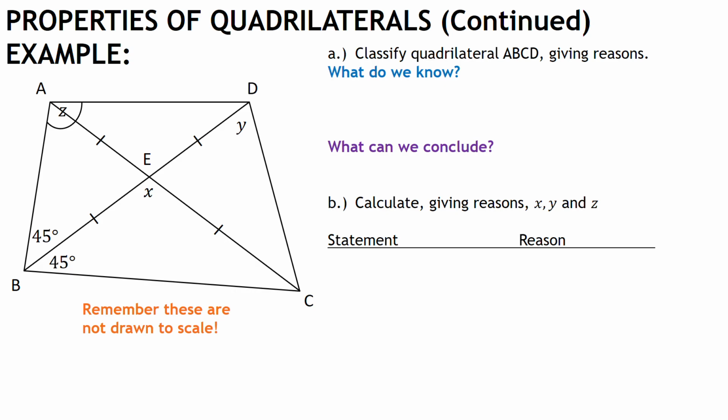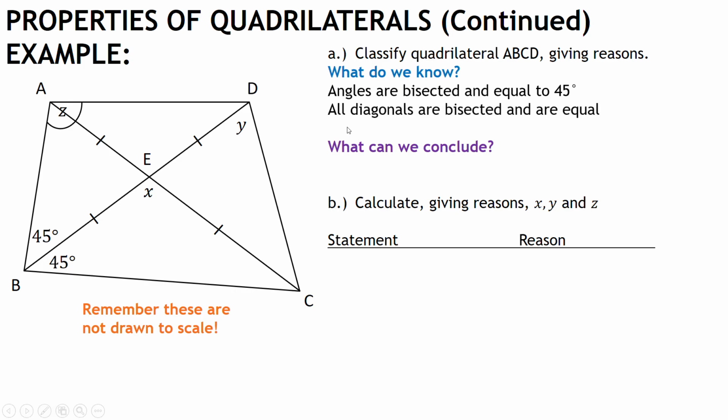So again, what do we know? We know that the angles are bisected and equal to 45. So the angles have been cut in half and each one is equal to 45, which means the whole angle is equal to 90 degrees. That should already be saying it could be maybe a square or a rectangle, something along those lines. We also know that all the diagonals are bisected and they're equal to each other. So we conclude that ABCD is a square.